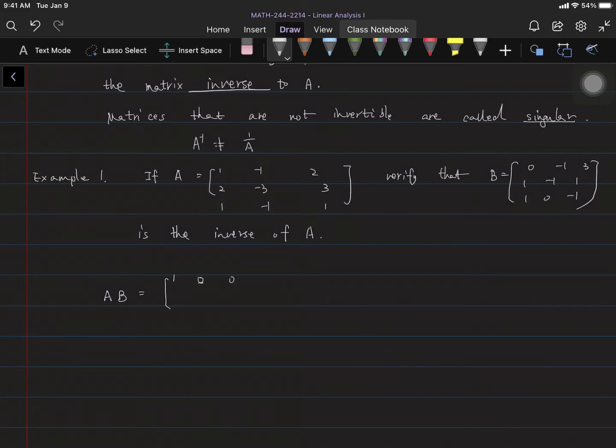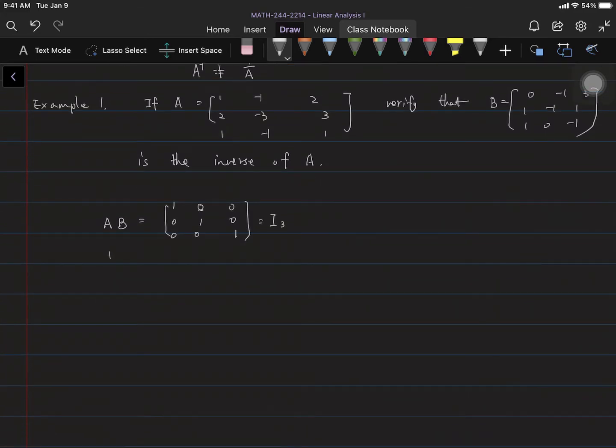And then you can just do the multiplication, and we will get this matrix. This is the identity matrix, right? Which is I3. Okay, and the other way, we can try B times A. We can also get 1 0 0, 0 1 0. Even though they look totally different, when we multiply them together, it's going to be the identity matrix. So actually B is the inverse of A. We can write it down this way.